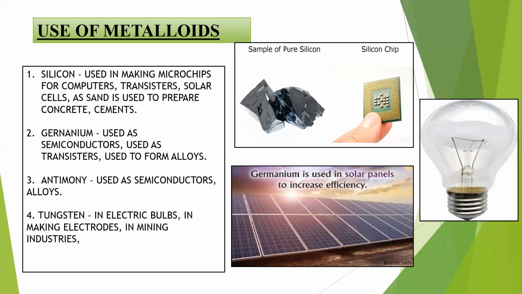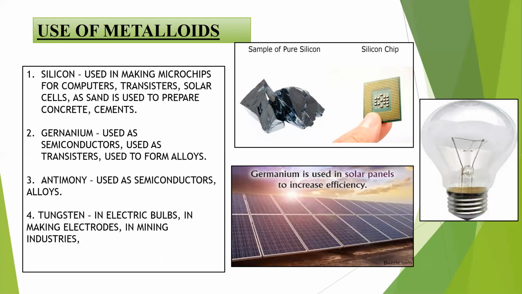It does not occur in free state in nature. In combined state as sand, it is the second most abundant element of the earth's crust. It is highly pure, and therefore it finds its use in all these fields. Next, germanium. It is a lustrous, hard, and grayish white metalloid. It is chemically similar to tin and silicon.